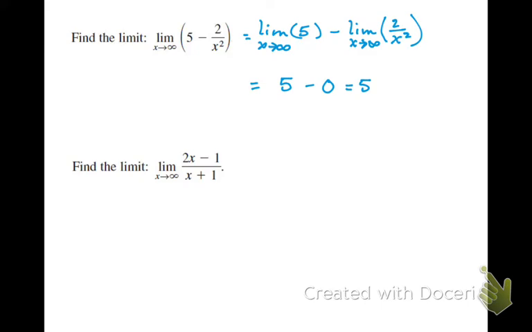So that was approaching positive infinity. What happens if I approach negative infinity? Anything? No. So this is as x approaches positive infinity. And as x approaches negative infinity, I'm still going to get 5 minus what? 0. So it's still going to be 5.